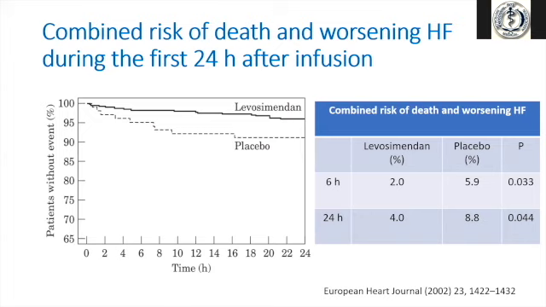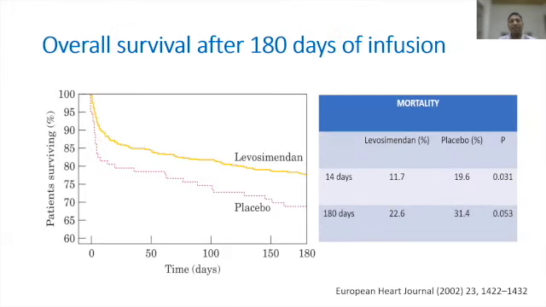Right. So you can see this Kaplan-Meier curve shows, especially if you give the infusion of Levosimendan, the first 6 hours and 24 hours, if you compare the mortal death and worsening heart failure, compared to the placebo group, a significant reduction in those two. As the same, when the survival after 180 days of infusion, you may see the Levosimendan group has significantly lower chances of death compared to placebo group.